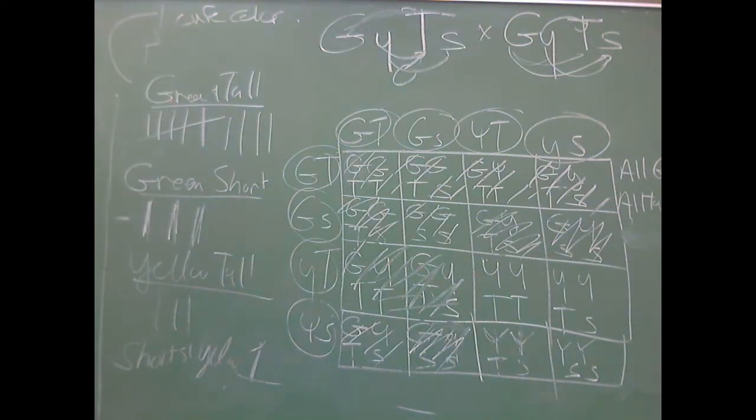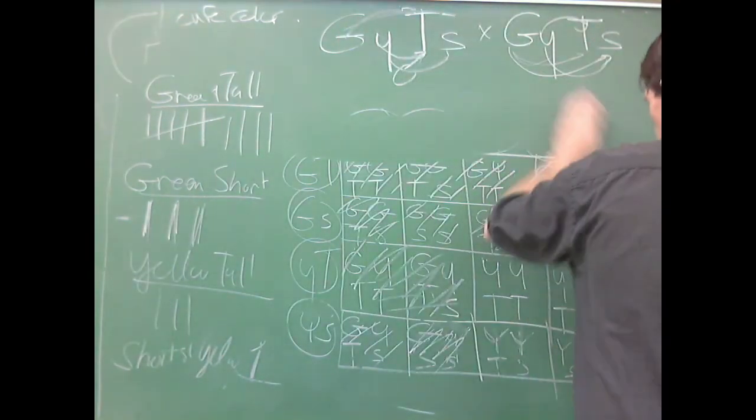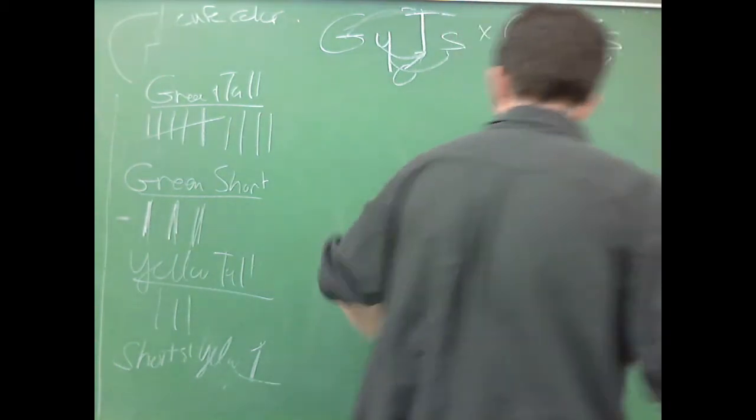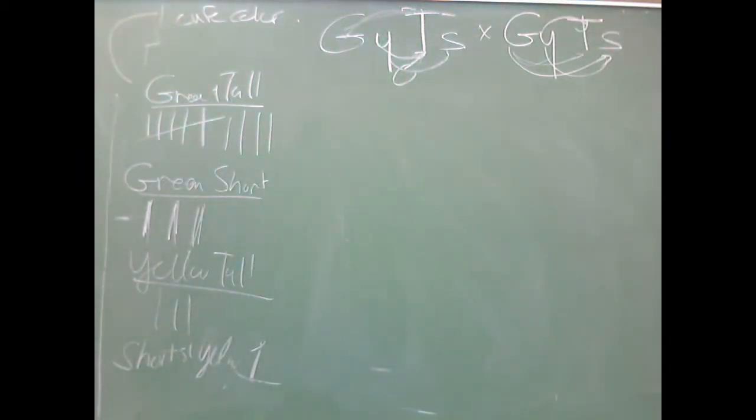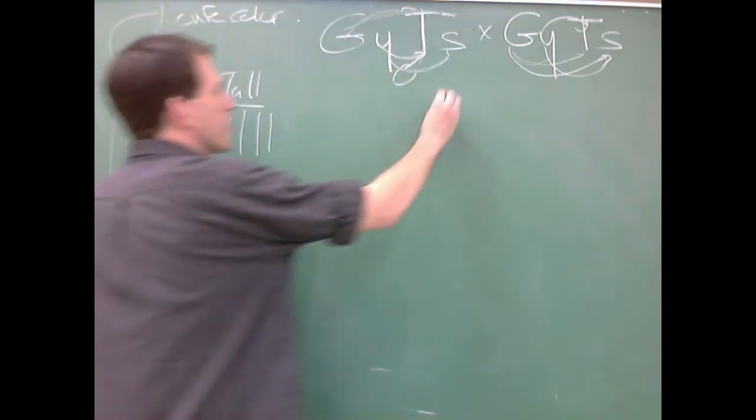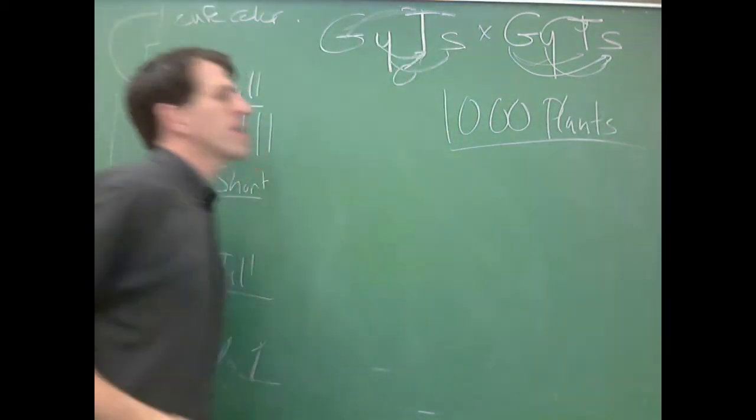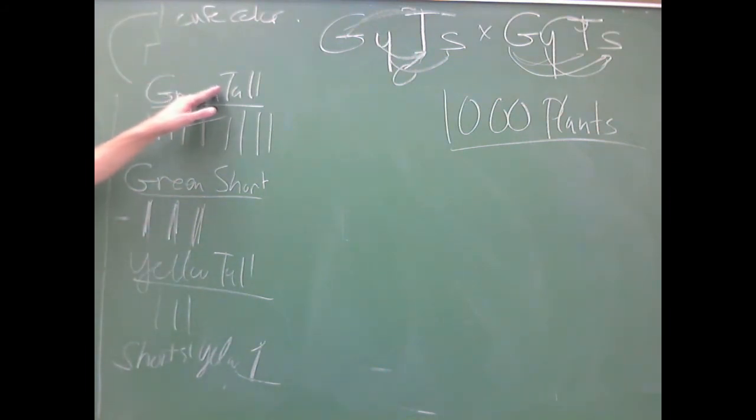So we have 9 in all this. So let's say you did this, and you got 1,000 plants from this. How many of the 1,000 plants would be green and tall? No. And that's the problem. When you hear the ratios like that, no. If you have 1,000 plants, how many will be green and tall? How many will be green and short? How many will be yellow and tall? And how many will be yellow and short?